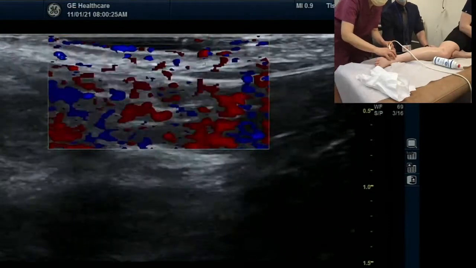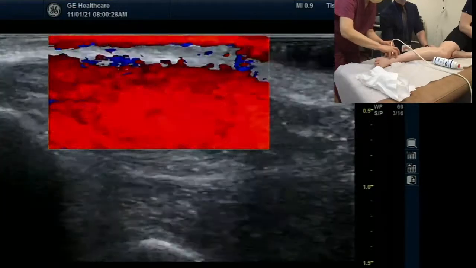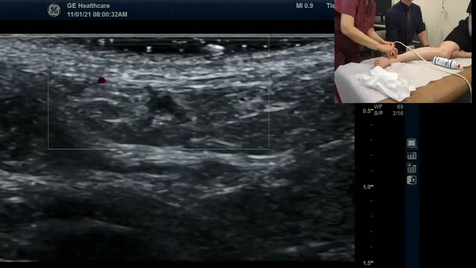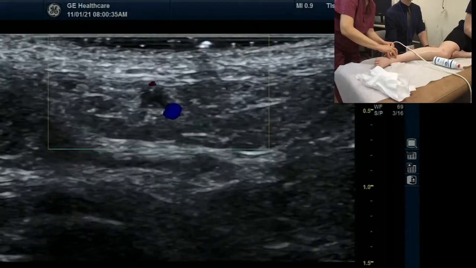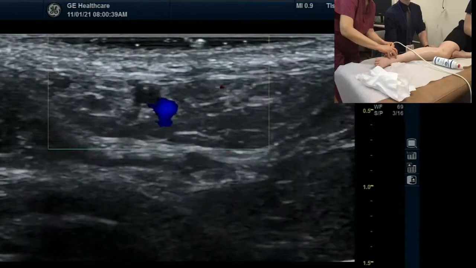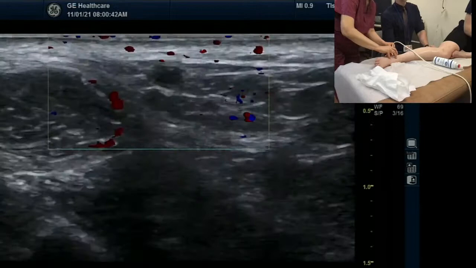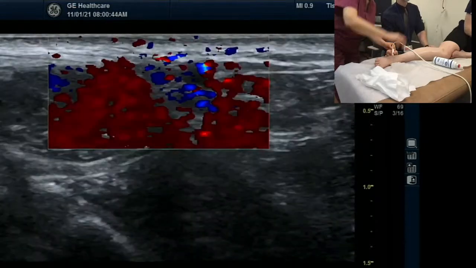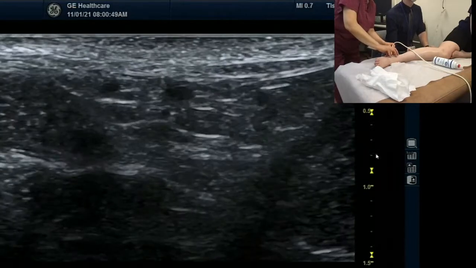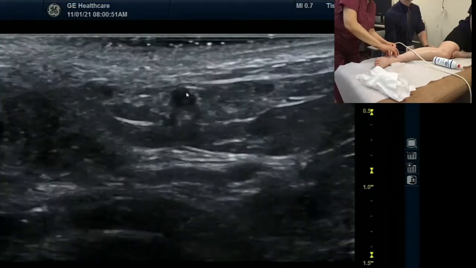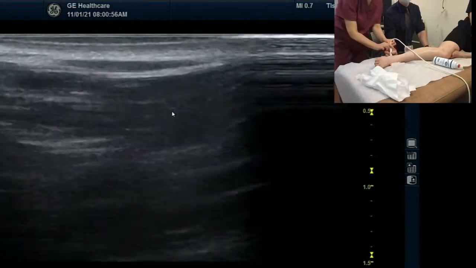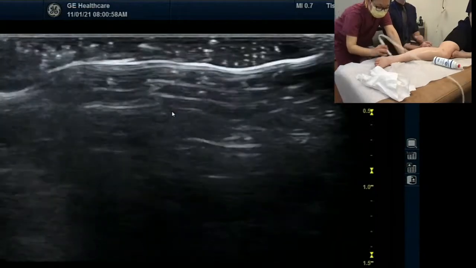Relax a little bit. Can you just get rid of the color flow? Can you remove the CF, the color flow? This is the sural nerve, right? There was no color flow on that. The sural nerve is very interesting because it's so easy to see.